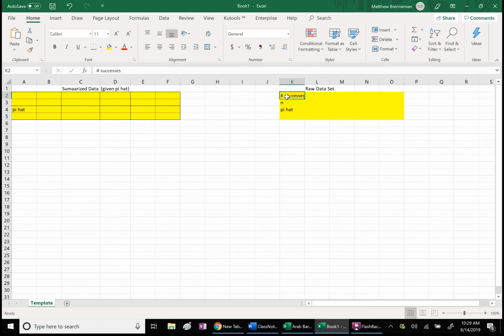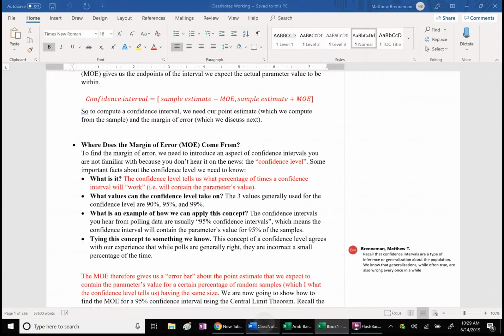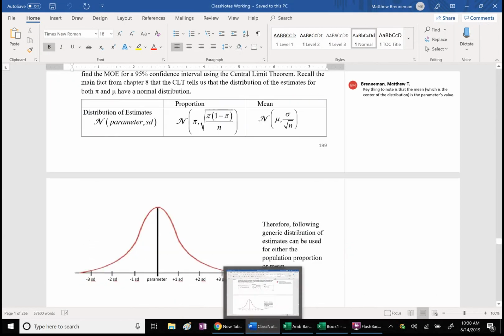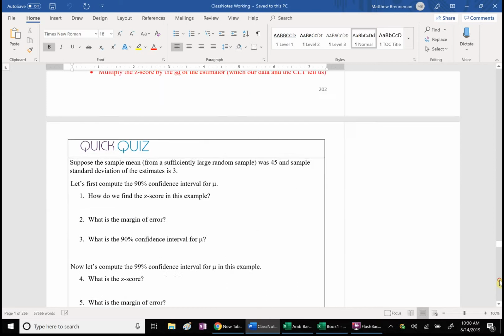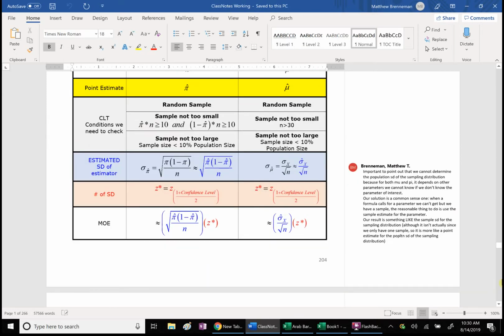Okay, let's take a look at our class notes and see how we're going to compute the margin of error for a population proportion's confidence interval. If we scroll down here, we see this is the formula. The formula says we're going to compute the z-score, which tells us how many standard deviations wide to make the margin of error, and we do that using the confidence level. Then we multiply it by the standard deviation of the estimator. This is the estimated standard deviation because we don't know the actual population proportion. We're working with the sample proportion.